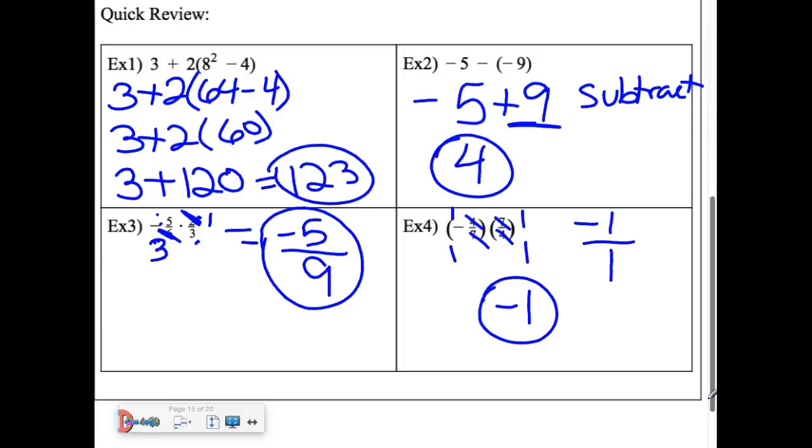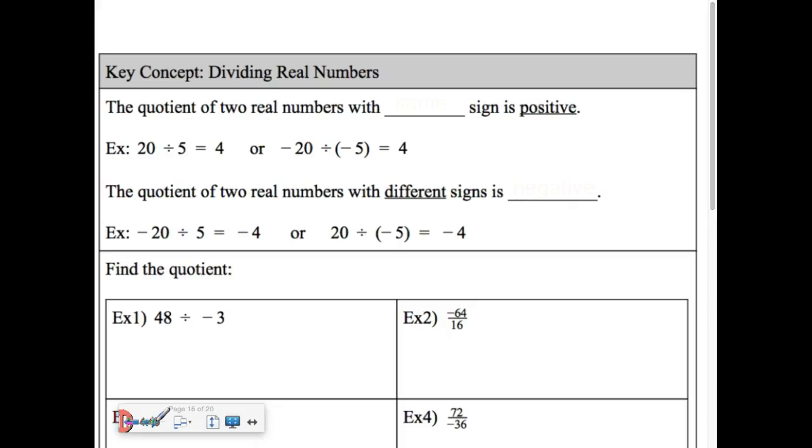Reminder, if I am ever going too fast, pause the video as you need it. All right, now let's go on to what we were actually talking about. We are going to find the quotient of numbers today. So we will for sure want to have a calculator because we are going to be dividing today.